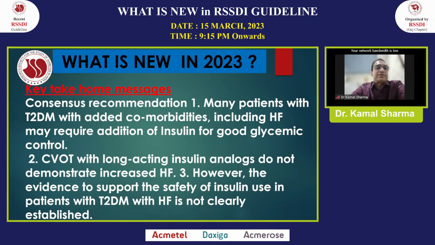Also, many patients who have added comorbidities, including heart failure, may require addition of insulin for glycemic control. CVOTs with long-acting insulin analogs do not demonstrate increased heart failure hospitalization. However, the evidence to support the safety of insulin use in patients with type 2 diabetes with heart failure is also not very clearly established. But glycemic control is an important aspect, and this would require judicious use of insulin in patients with diabetes with heart failure. Next slide.